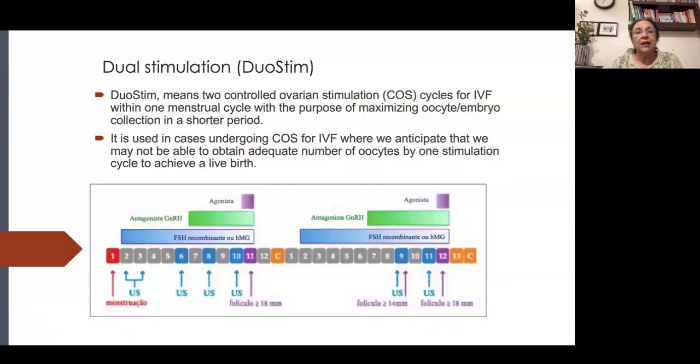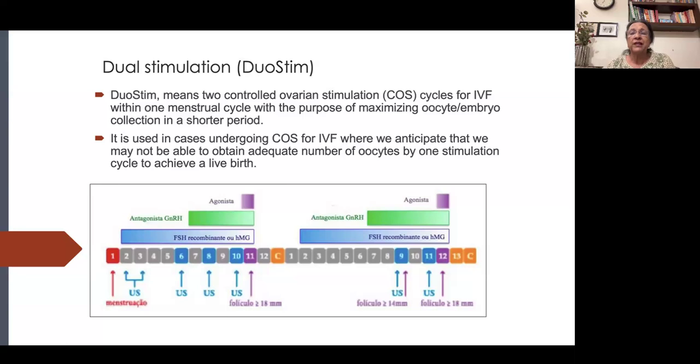Dual stimulation, in short, is called duostim. Duostim means two controlled ovarian stimulation cycles for IVF within one menstrual cycle, which means within 30-32 days, with the purpose of maximizing oocyte and hence embryo collection in a shorter period. It is used in cases undergoing controlled ovarian stimulation for IVF, where we anticipate that we may not be able to obtain an adequate number of oocytes by one stimulation to achieve a live birth.